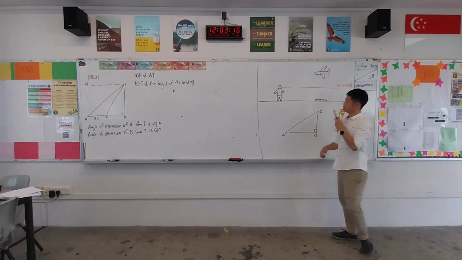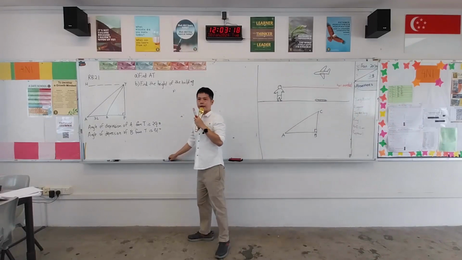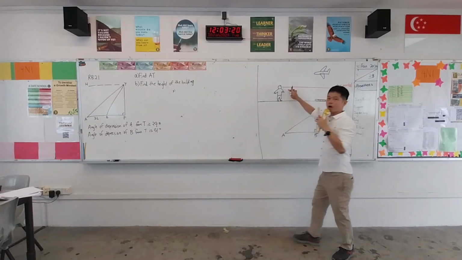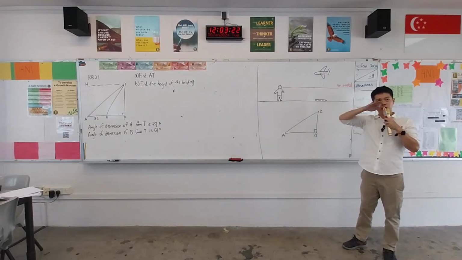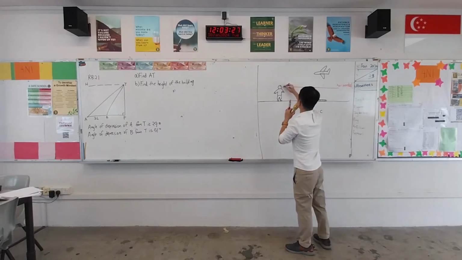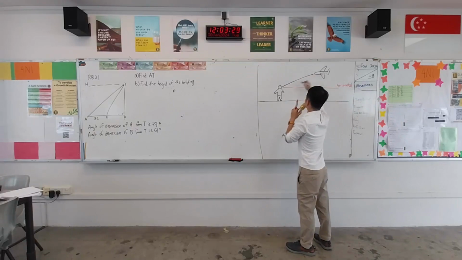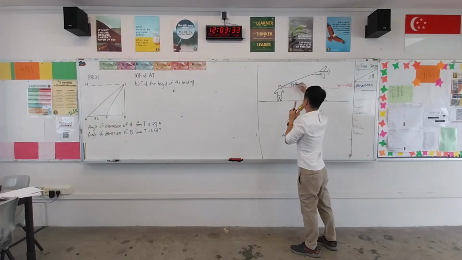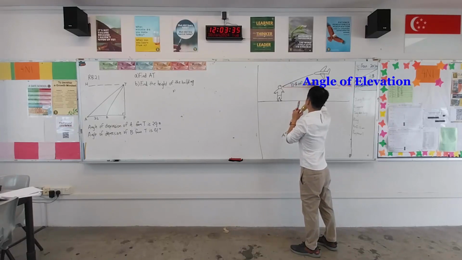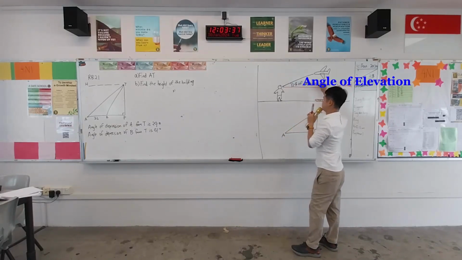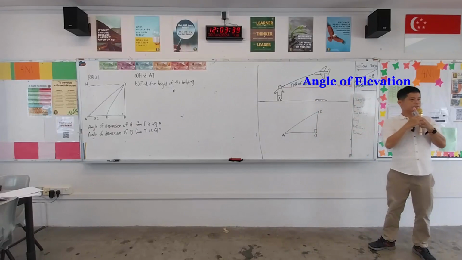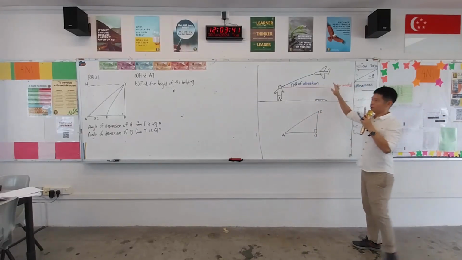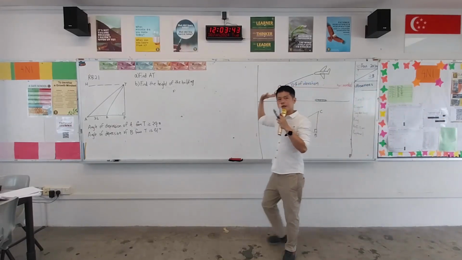So what do I mean? Now, what is the angle of elevation? From the horizontal line, you look up or look down. Elevation means elevated, you look up. So this angle here is called the angle of elevation. So you look up. That's the easy part. You will never make a mistake here.